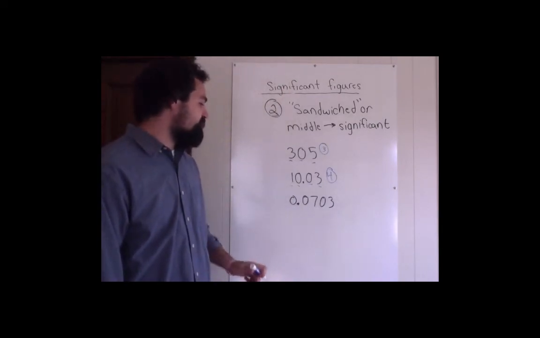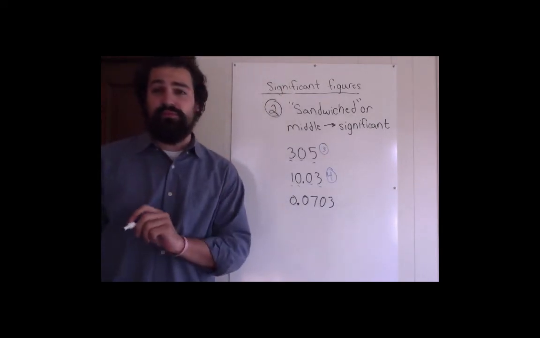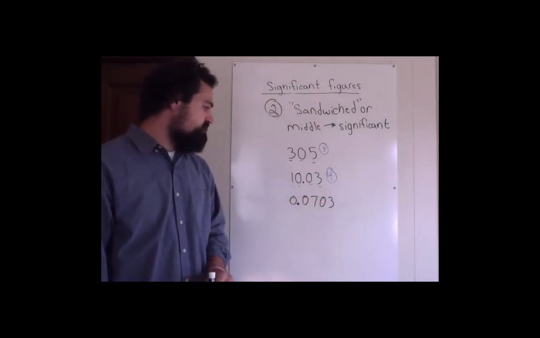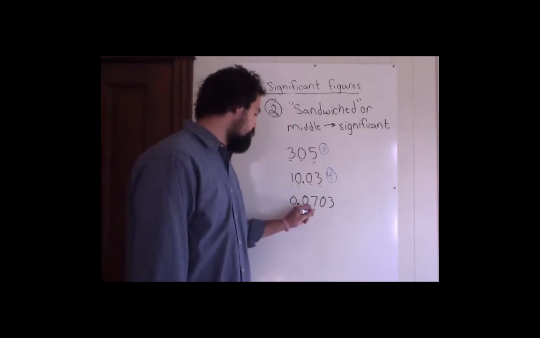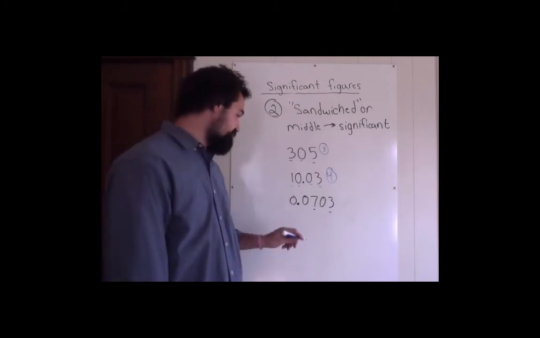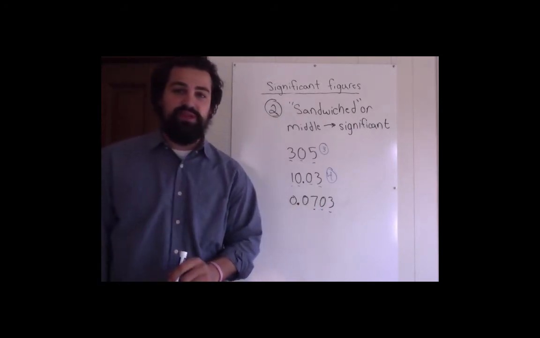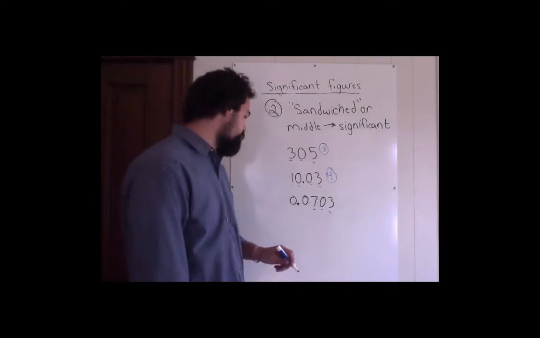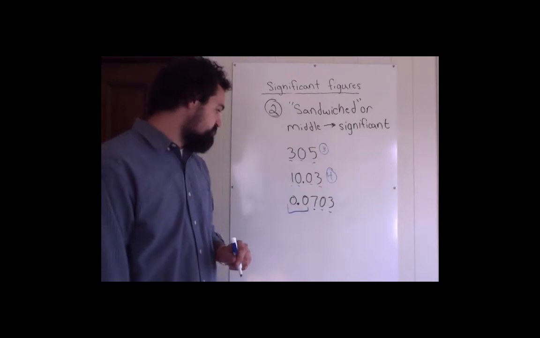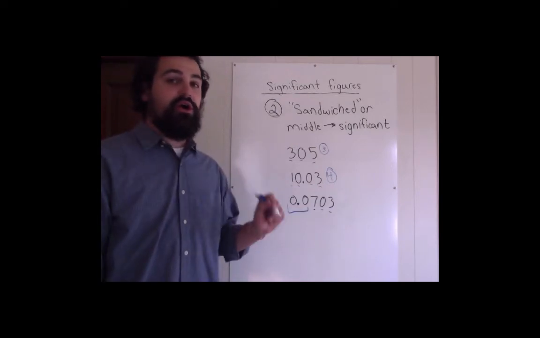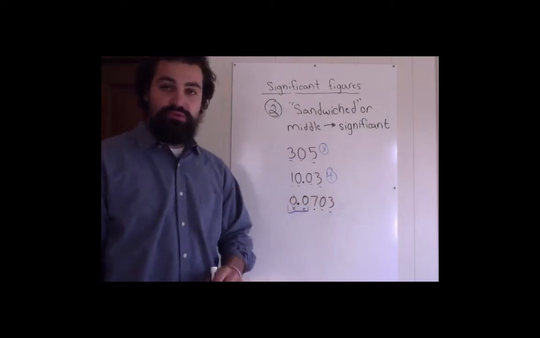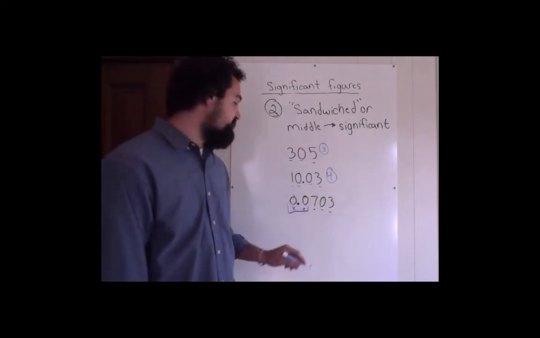Now let's look at the last one and add back in rule number 2. We have 0.0703. Let's start where we know. 7 and the 3 are non-zero, so they are significant. The 0 is sandwiched between them, so it is also significant. But the 2 zeros at the very beginning, they're leading zeros, so they are not significant. So 0.0703 only has 3 significant digits.